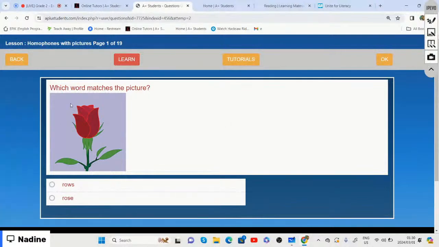All right, so now we're going to say which word matches the picture. Is it rose or rose? We need to choose one of these words to match the picture. Rose or rose? The first option, or the second option, to match the picture. So rose being like a flower that you pick in a garden. Which one is the correct word? Rose, R-O-W-S, the first one, or rose, R-O-S-E?